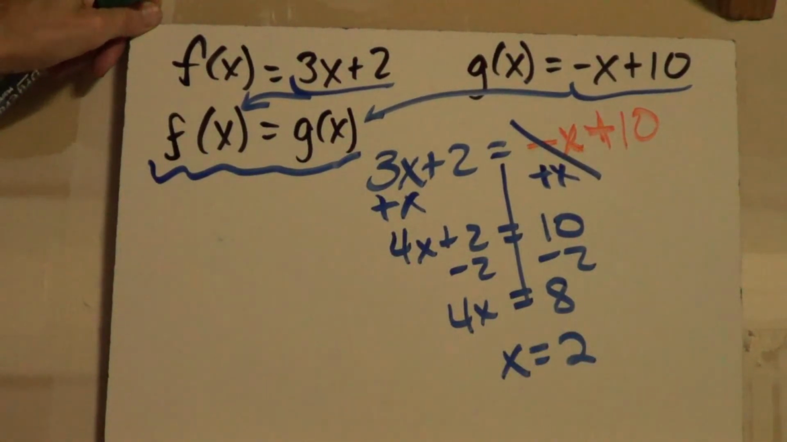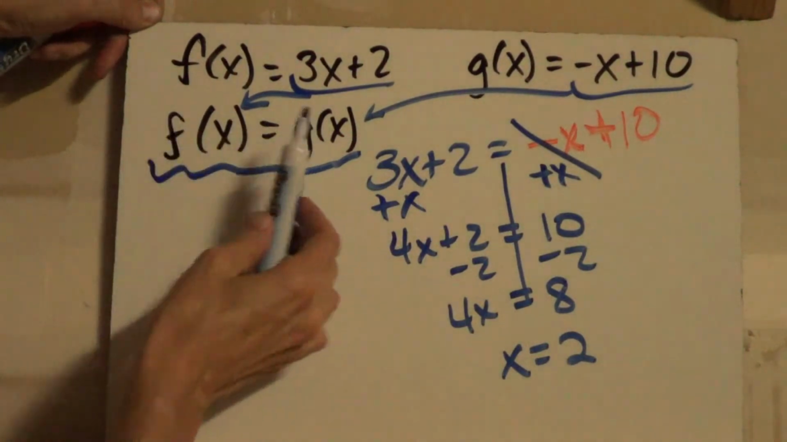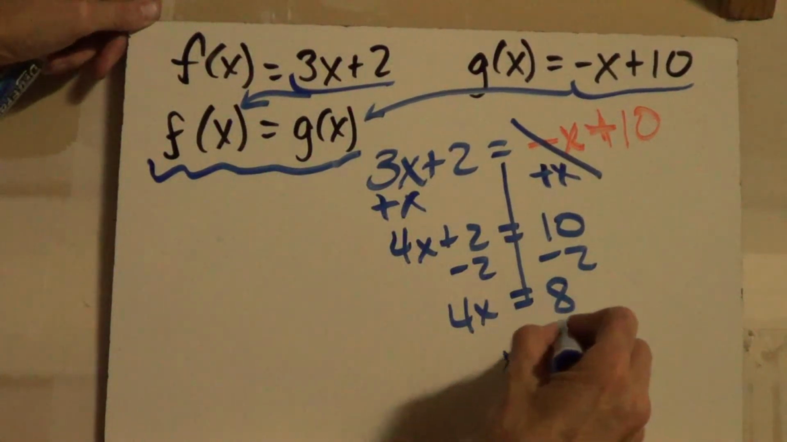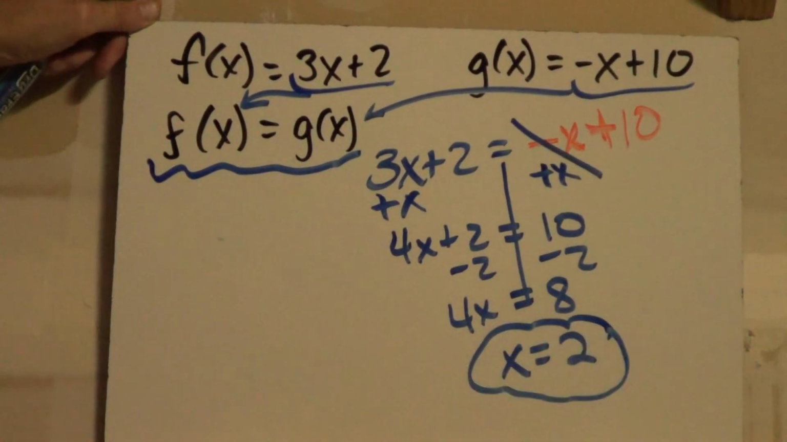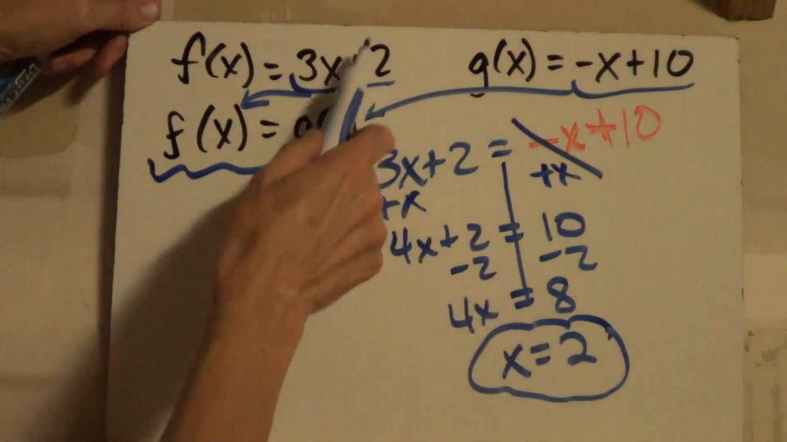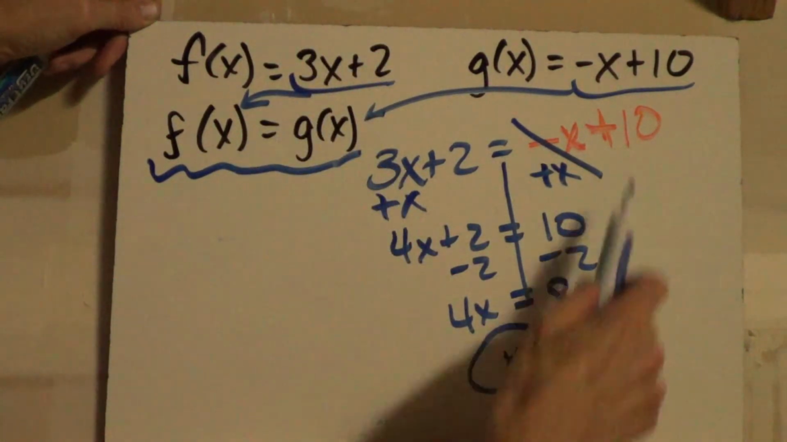So their question was, when are f of x and g of x equal? It wasn't, are they equal, because they both have the variable. They are equal when x is equal to 2. Let's plug it in and check it. 3 times 2 is 6, plus 2 is 8. Negative 2 plus 10 would be 8.